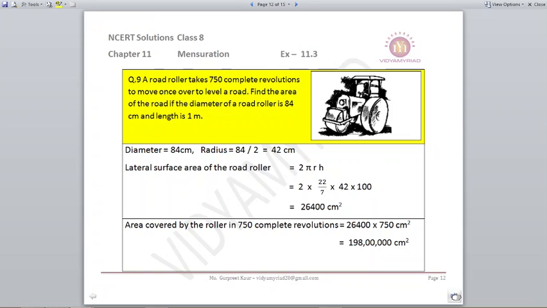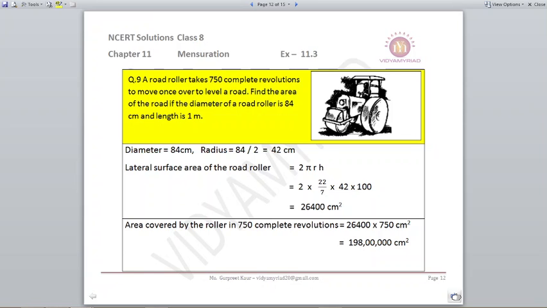Question number 9. A road roller takes 750 complete revolutions to move once over to level a road. Find the area of the road if the diameter of the road roller is 84 centimeters and length is 1 meter. Now diameter is given to us as 84, so radius will be 84 by 2, which is equal to 42. We need to find out the CSA as the road roller needs to move.